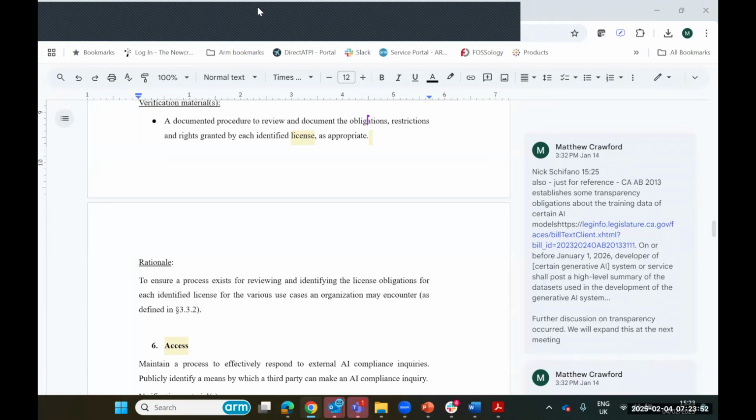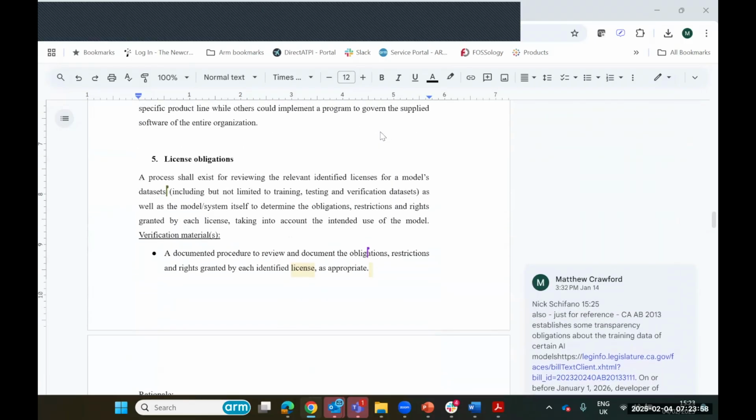Great. Therefore, I think we're all in agreement that it is inferred in that wording that people are reviewing licenses, whatever they are: unknown, unclear, open source, proprietary, as required. Good. Okay.